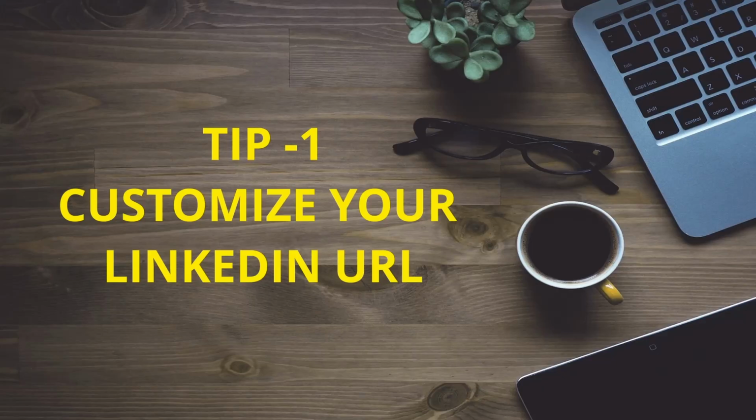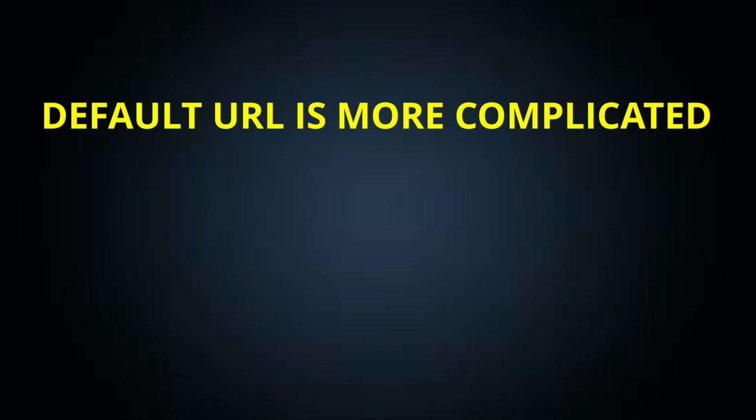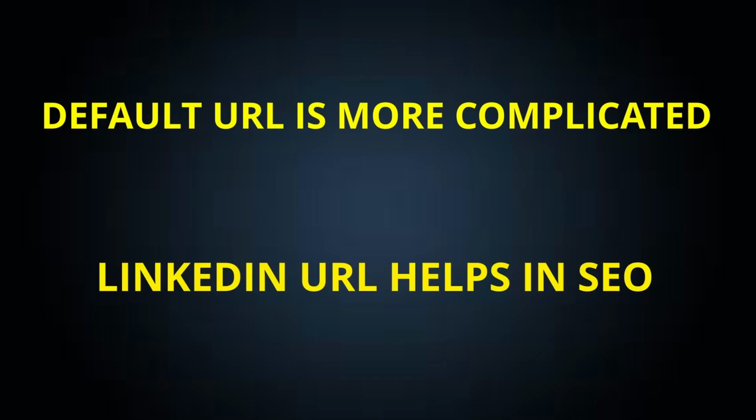Tip number 1. Customize your LinkedIn URL. The default URL of your LinkedIn profile may not be readable or might look complicated. So it is highly recommended to change your LinkedIn URL to something which contains your name. Basically, there are 2 reasons to customize your LinkedIn URL. Adding the default URL to your resume might consume a lot of space and look complicated. Your LinkedIn URL also helps in SEO, which might help people find your profile as early as possible.